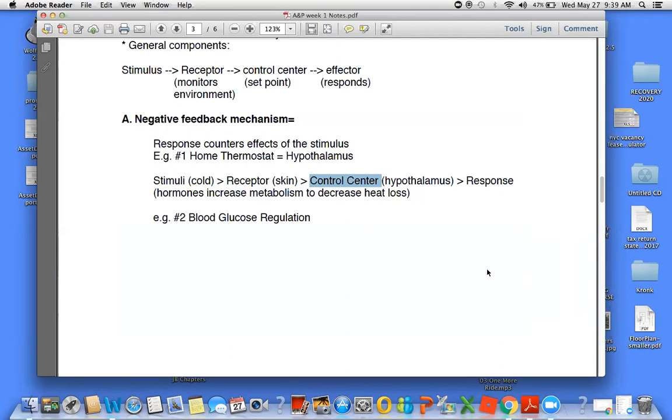That is called negative feedback. Negative feedback is when the response counters the effects of the stimulus. In other words, the reaction, lowering blood sugar, is the opposite of the stimulus, which is the raising of blood sugar. You ate a donut, that's the stimulus. The sugar level went up. Well, what's the response? Sugar level must come down. What goes up must come down.